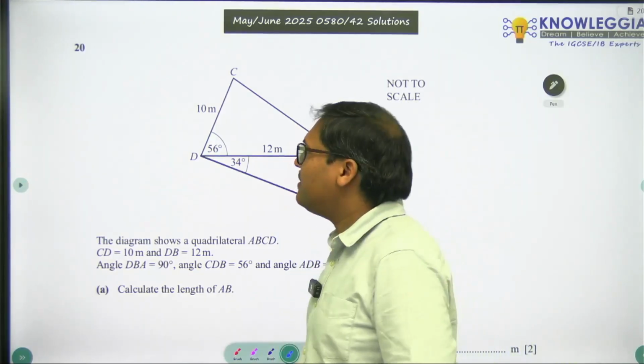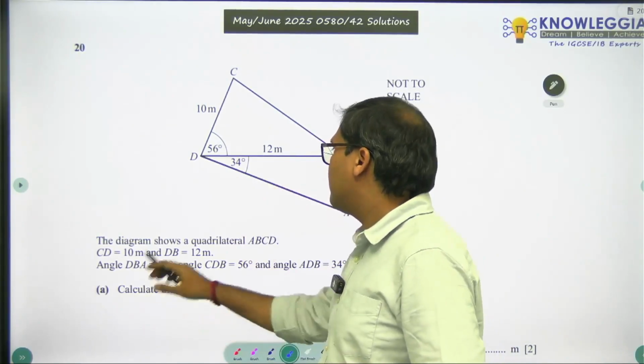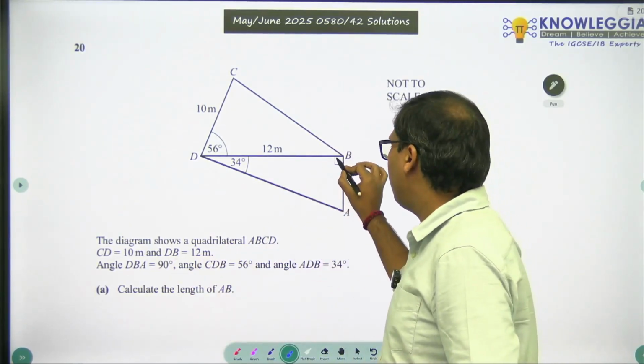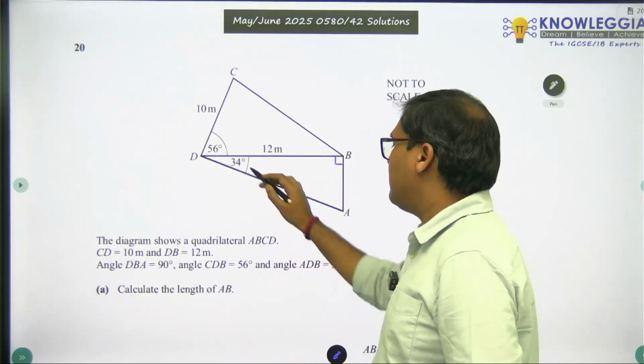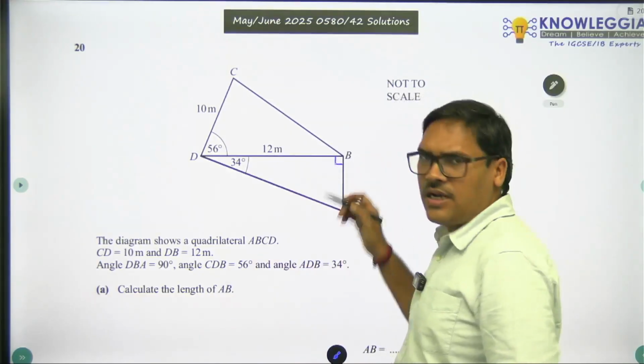So now the next question is, here we have the diagram showing the quadrilateral ABCD. Everything is given to you. Angle DAB is 90 degree. Angle DBA is 90 degree. Angle CDB is 56 and 34. Calculate the length of AB. First thing is you have to calculate the length of AB.